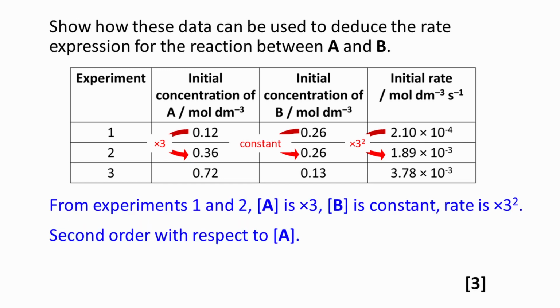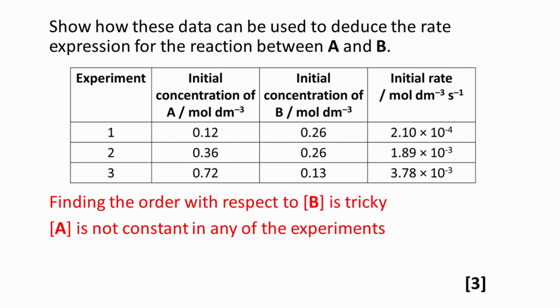First, look for two experiments where the concentration of only one reactant changes. From experiments 1 and 2, the concentration is multiplied by a factor of 3. The concentration of B is constant and rate increases by a factor of 3 squared. Therefore, this is second order with respect to the concentration of A.